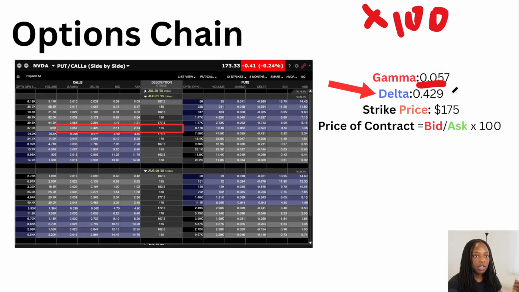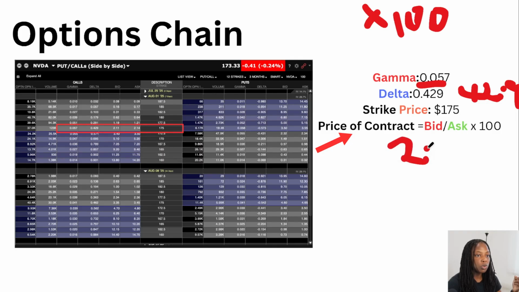So your delta in this case is $42.90, right? For the 175 strike price. The price of the contract on the bid and the ask is going to be anywhere from 211 to 214, depending on if you got filled on the bid or the ask. I hope that's clear. I could go over it again, but I hope that's clear.